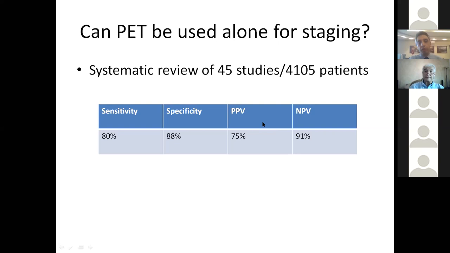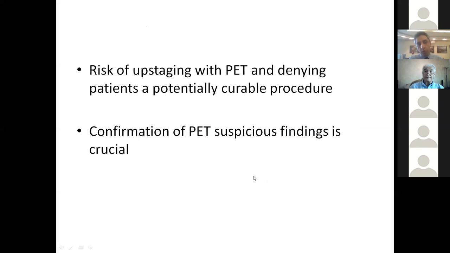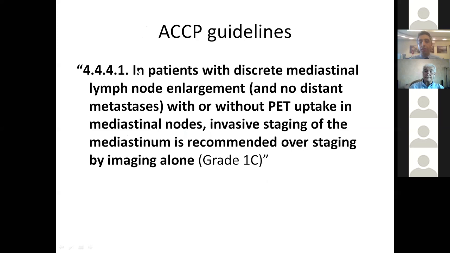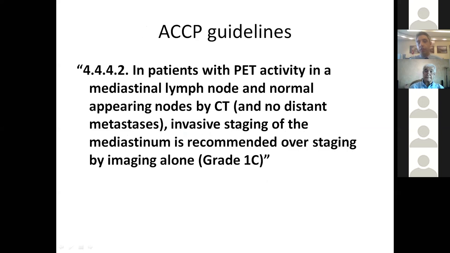So the risk that you run with PET scan is if something lights up and you consider it cancer and you don't prove it, you can upstage those patients and you can deny them a potentially curable surgical resection. So this is why confirmation of suspicious findings on a PET scan is crucial. And this is exactly what the guidelines recommend. If you have lymph node enlargement, or abnormal PET activity in these lymph nodes, the guidelines recommend invasive staging of the mediastinum, and that is a grade 1C recommendation in both cases.